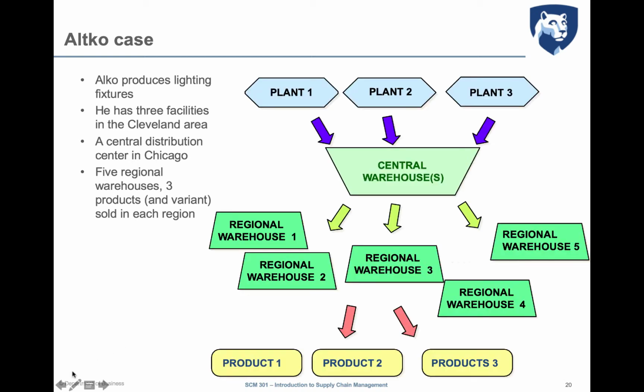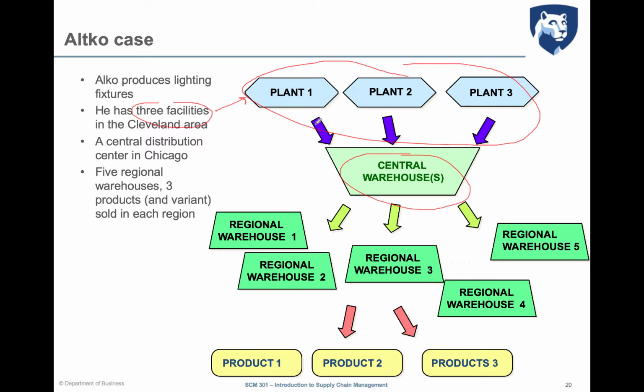So you see that we have, pay attention, 3 facilities in the Cleveland area. Here it is, a central distribution center in Chicago, and we suppose that each plant reaches the central warehouse. Then we have 5 regional warehouses, 1, 2, 3, 4, 5, each one with the 3 products that are sold in each region. So we suppose that the central warehouse reaches every regional warehouse, which then sells all the products in each region.